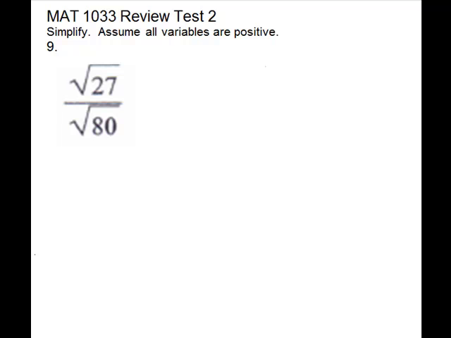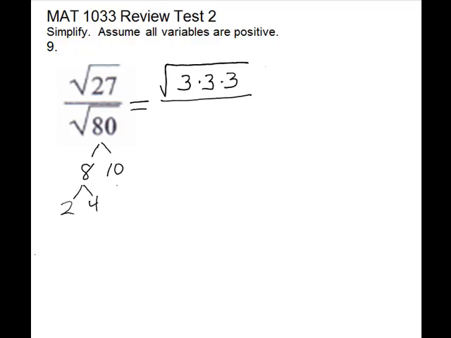For problem 9, I don't see anything in common between 27 and 80. So I'm going to go ahead and just try to simplify the numerator and the denominator. For the 27, if we break it to primes, and you can do that on the side, 27 gives you 3 3s. It's 3 times 9, and then times another 3. All right? And for 80, we can do 8 times 10, and 8 gives us 2 times 4. 10 is 2 times 5, and then we have 2 2's from the 4.